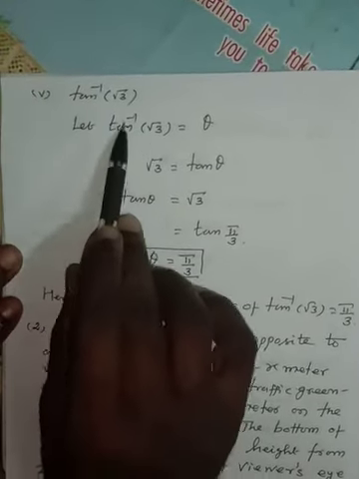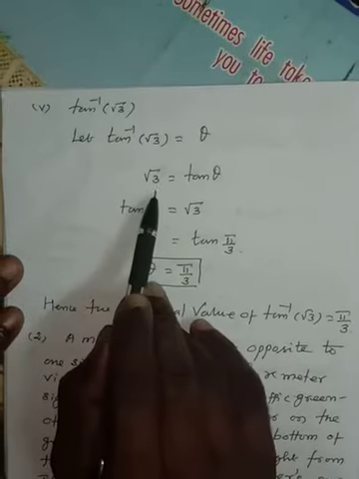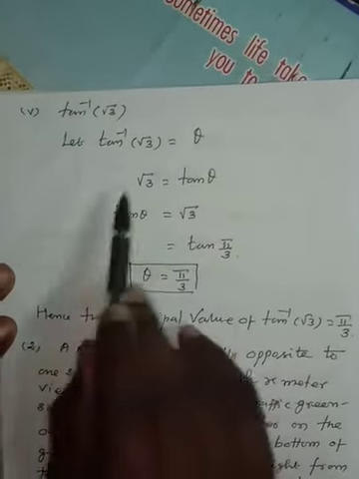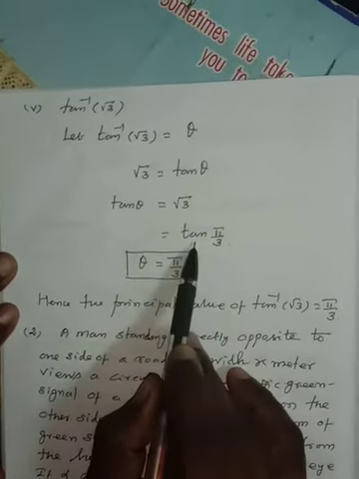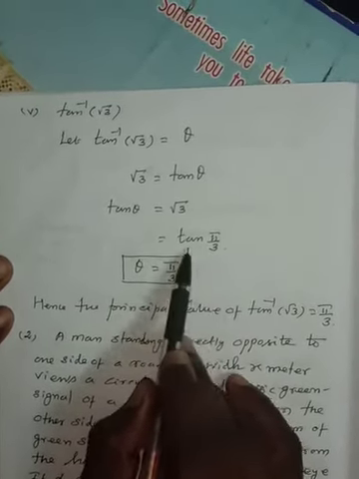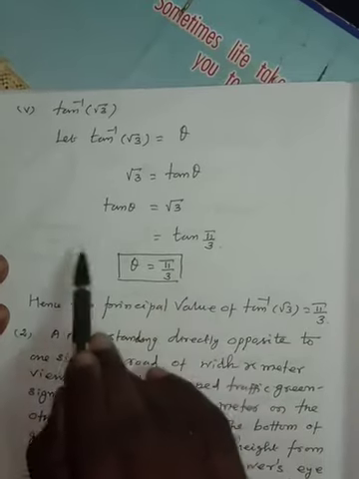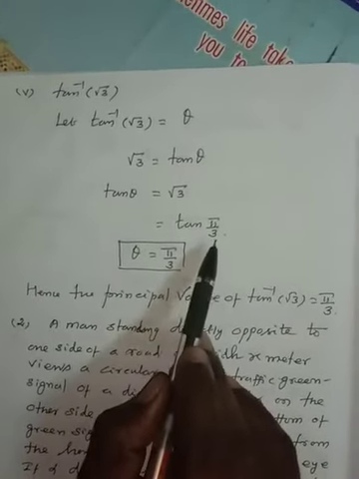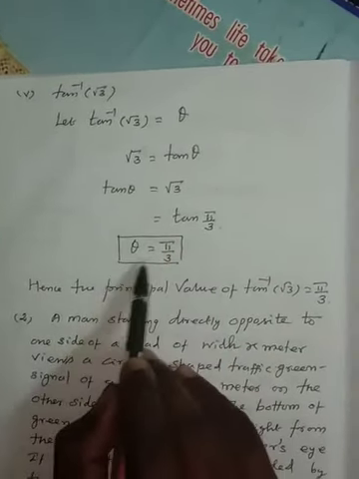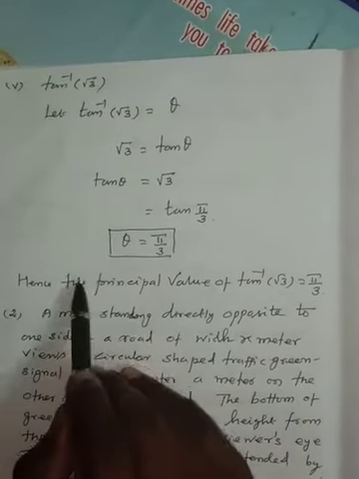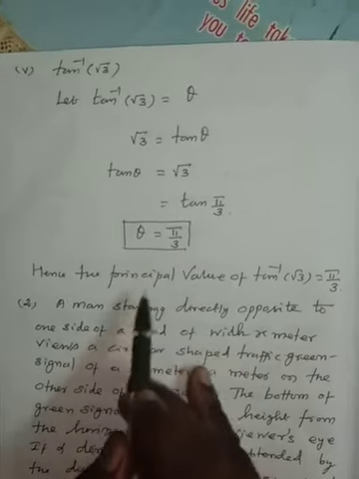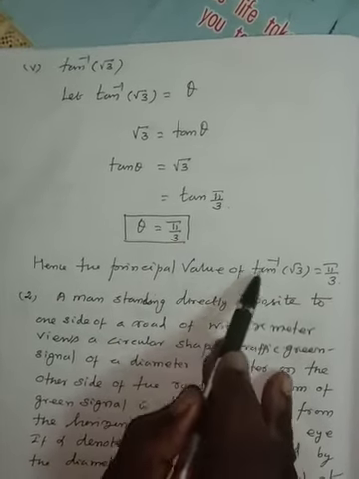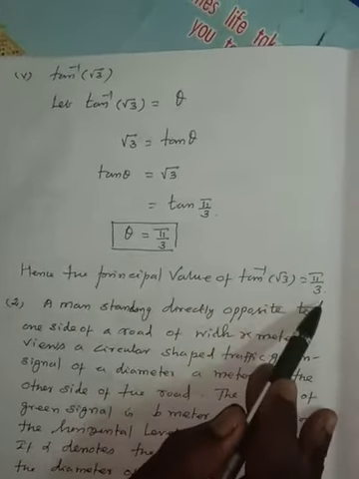Let tan inverse of root 3 is equal to theta. Root 3 is equal to tan theta. So tan theta is equal to root 3. Root 3 in terms of tan is tan 60, which is tan pi by 3. Taking tan inverse on both sides, we get theta is equal to pi by 3. Pi by 3 is the principal value. Hence the principal value of tan inverse of root 3 is equal to pi by 3.